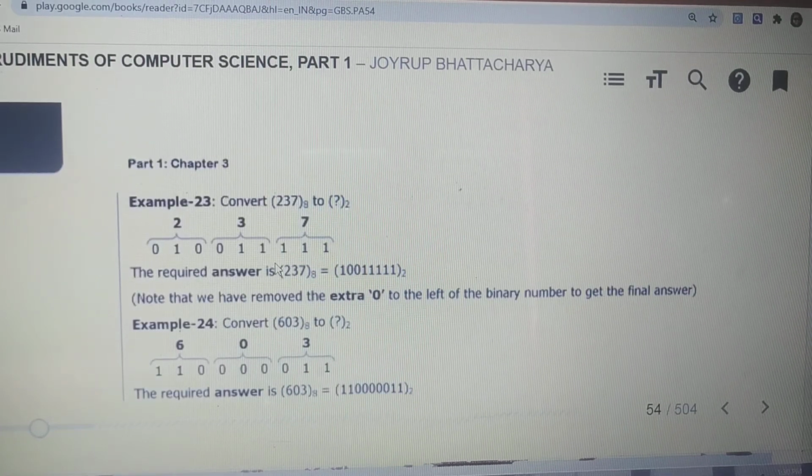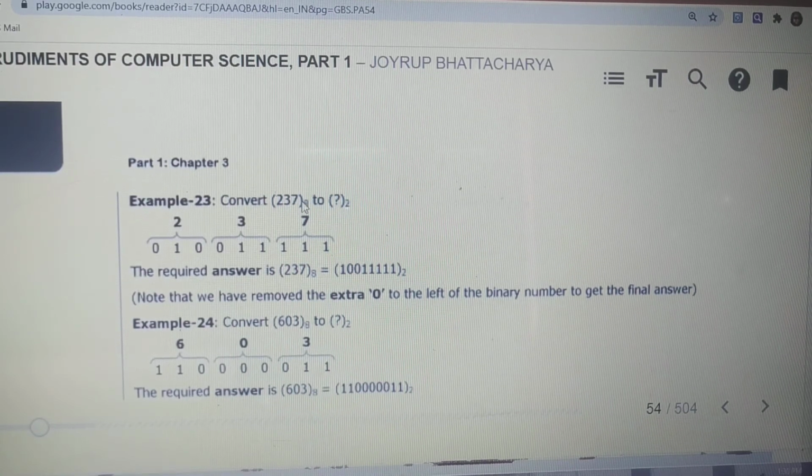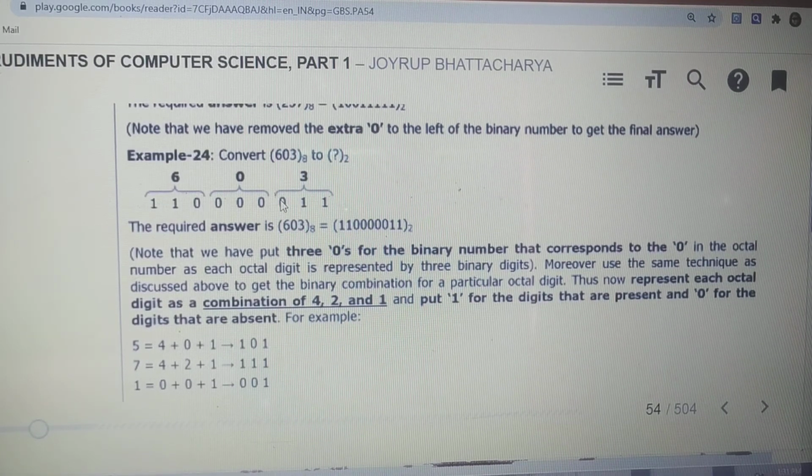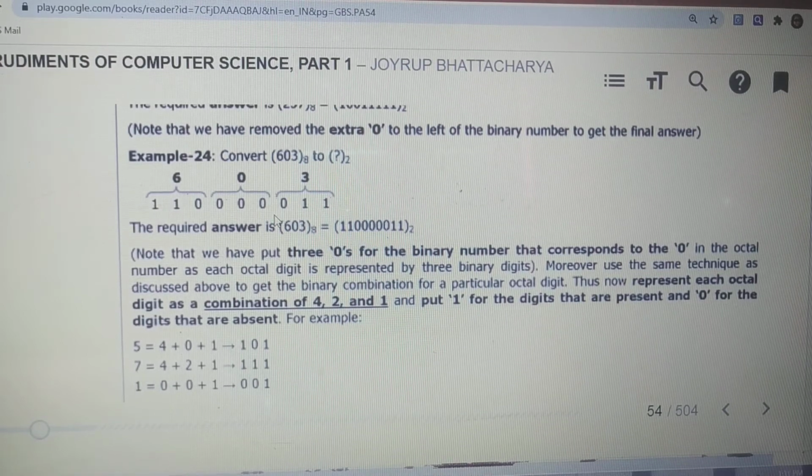Next is the conversion from octal to binary, just the opposite. So 7 in octal, in binary representation is 3 bits. So 7 means 111, 3 means 011, and 2 means 010. Another one is 630. 3 is 011, and 0 is 000, and 6 is 110. So in this way you can do conversions from octal to binary.